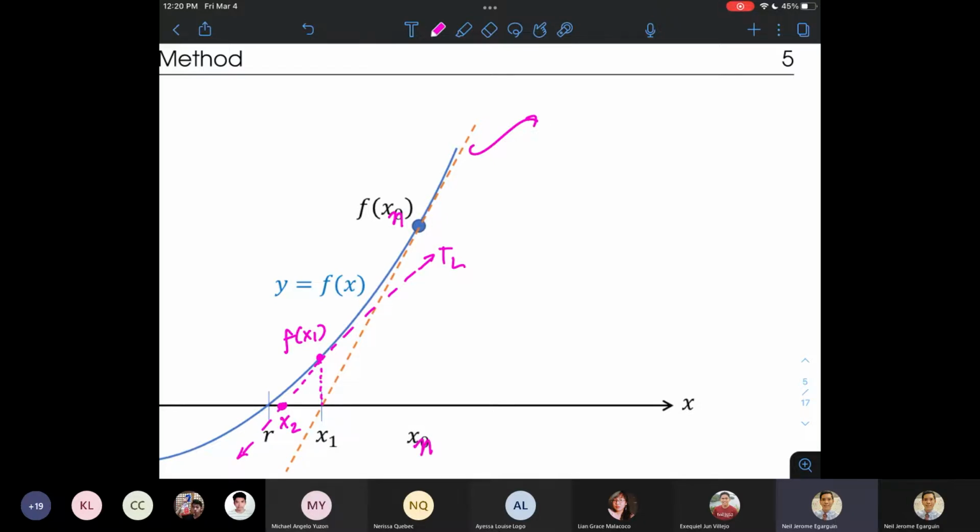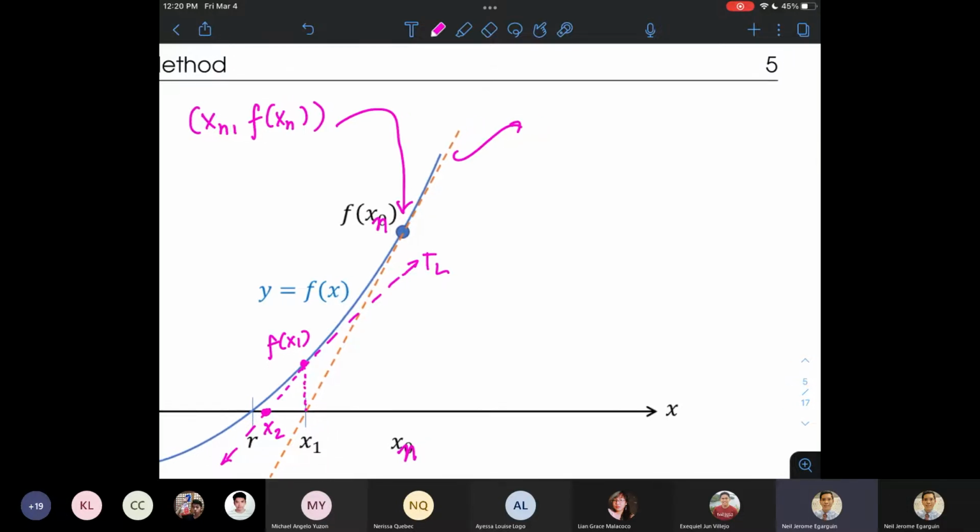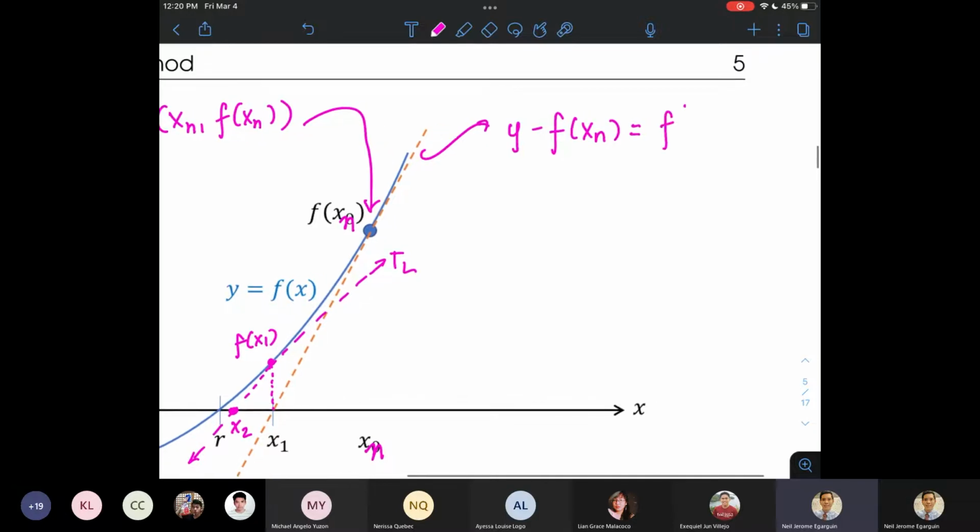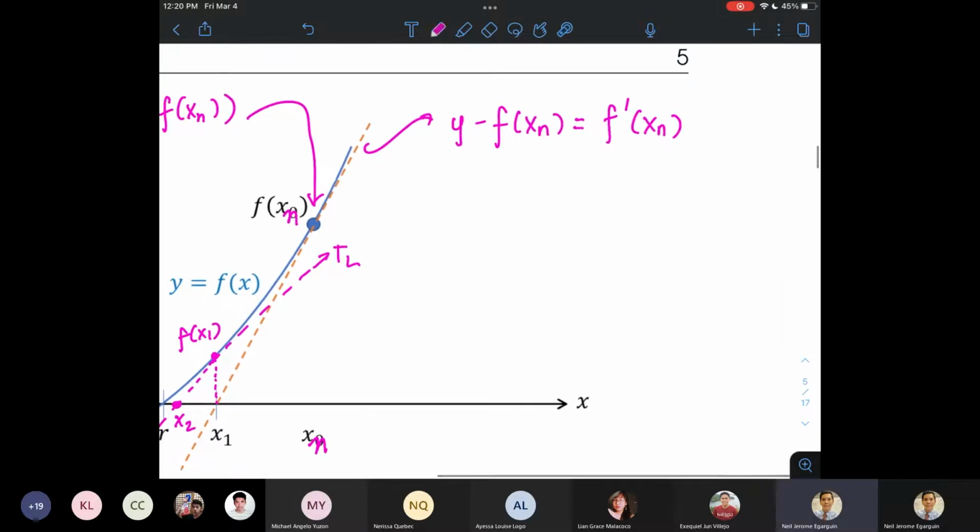So we need to find the equation of the orange line. But the orange line is the tangent line passing through x sub n, comma, f of x sub n. All right? So ito yung point na yan, kukunin natin yung tangent line. And the simple formula from elementary algebra tells us this is y minus f of x sub n equals the slope of the line, but the slope of the line is the derivative of x sub n, right? Kaya dito pumasok yung konsepto ng calculus, the derivative as the slope of the tangent line, times x minus x sub n.